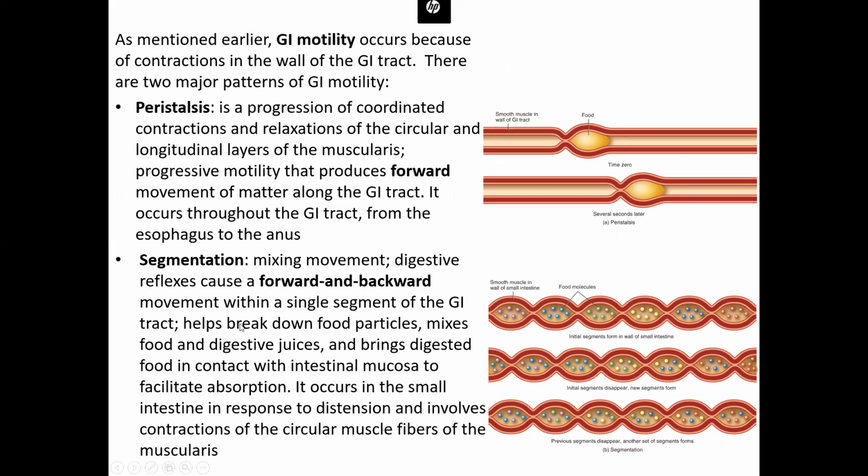Peristalsis is one of the 2 forms of GI motility, segmentation being the other. We learned earlier in the lecture that motility is just the capability of our tract to move stuff along the length of it, thanks to the contractions of the muscle within the wall of the tract. The key with peristalsis is that it's going to push food forward only.